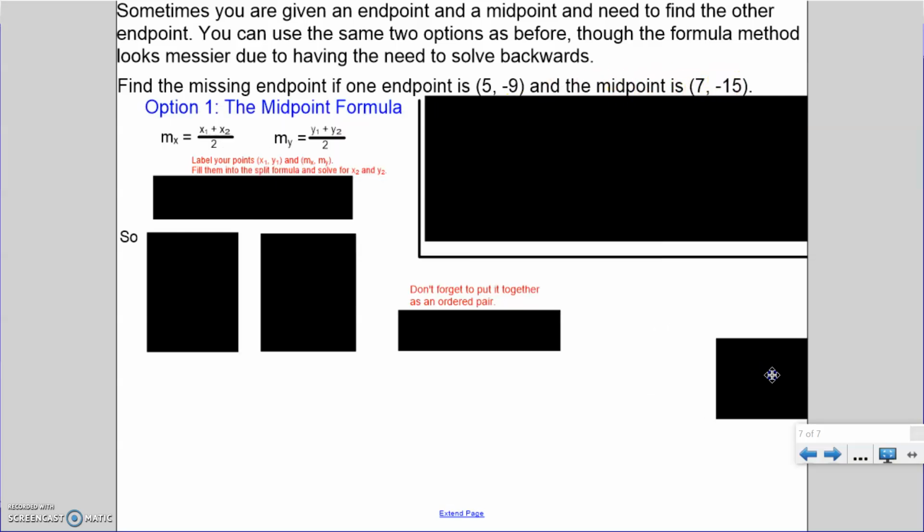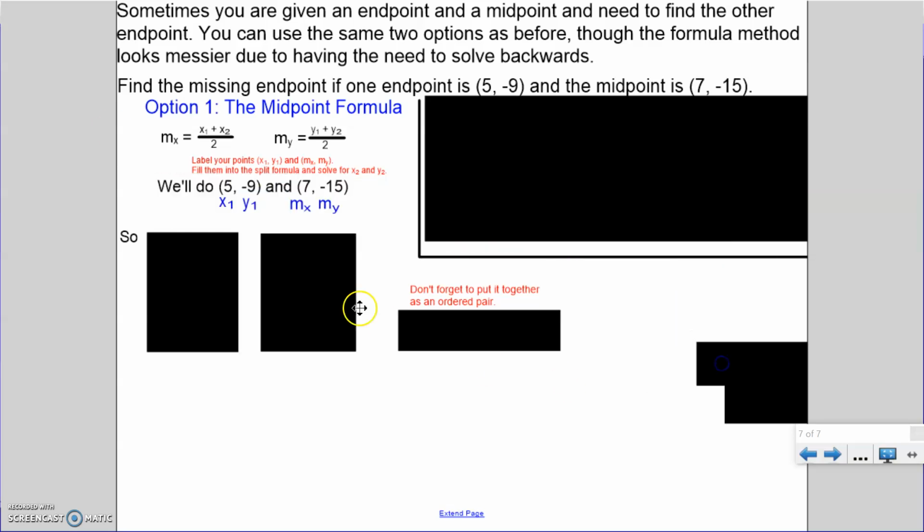Alright, so for the formula, we need to split it this time because we have the x part and the y part of the midpoint, but we don't have x2 or y2. So now we're going to label our points x1, y1, mx, my, fill them into the split formula and solve for x2 and y2. So here's x1, y1, and here's the midpoint x part, and here's the midpoint y part. Those subscripts just mean which side they are.